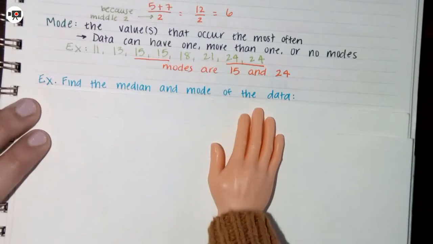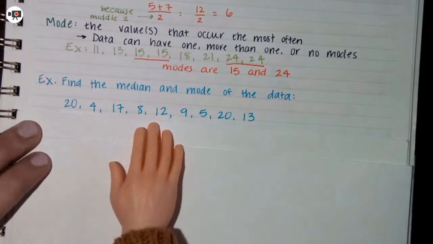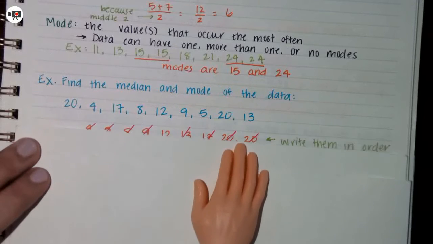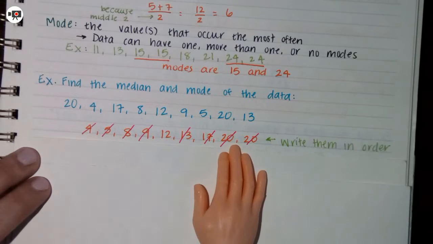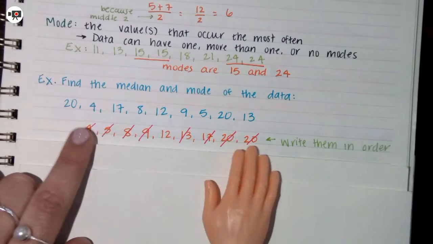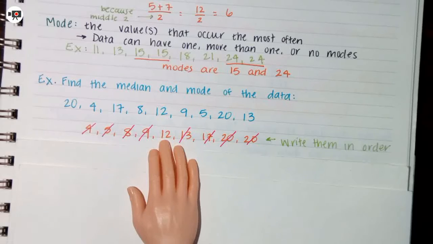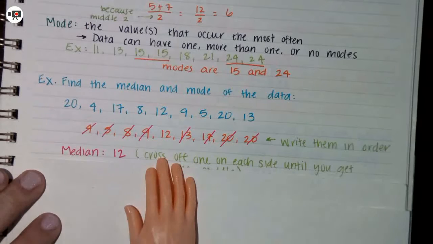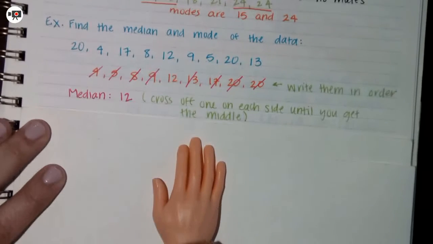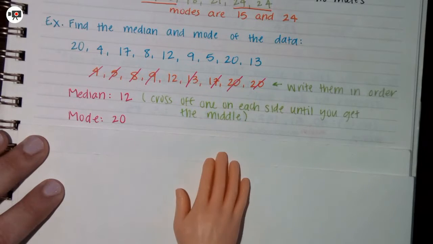Find the median and mode of the data. Out of 20, 4, 17, 8, 12, 9, 5, 20, and 13, first I'm going to write them all in order. Then to find the median, I'm going to cross off one on each side until I reach one in the middle. So that would be 12. Then the mode, which one appears most often? That is 20.